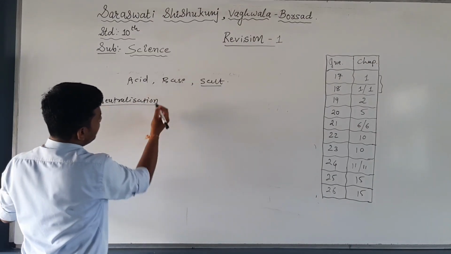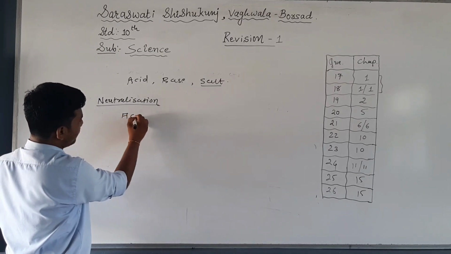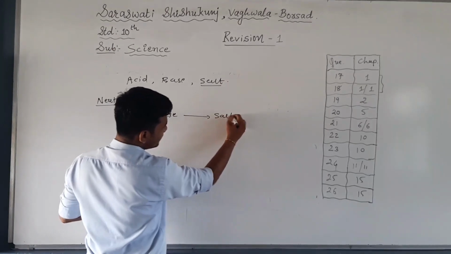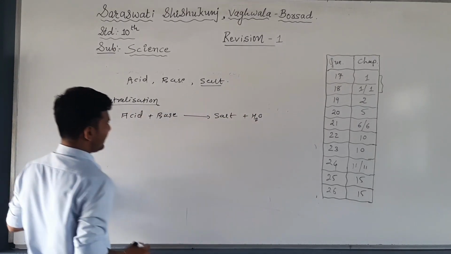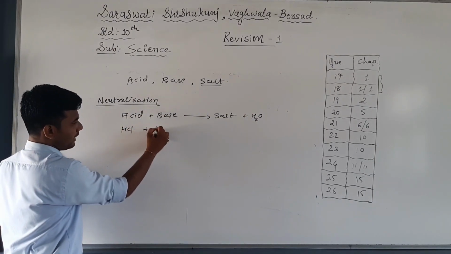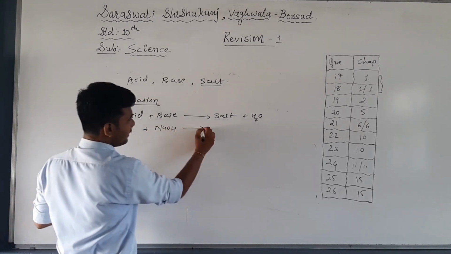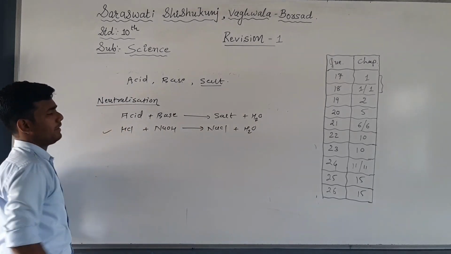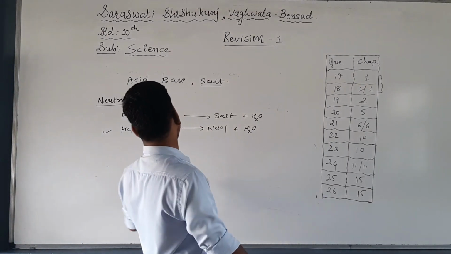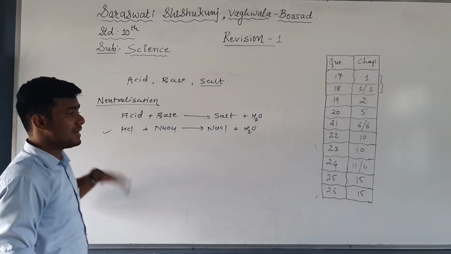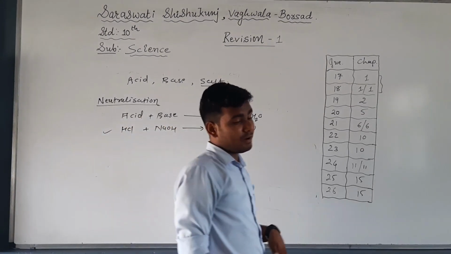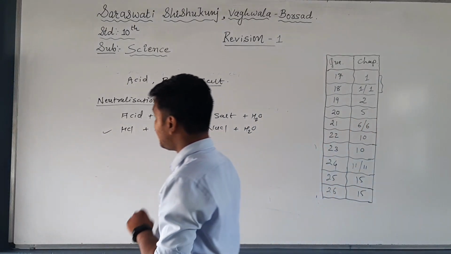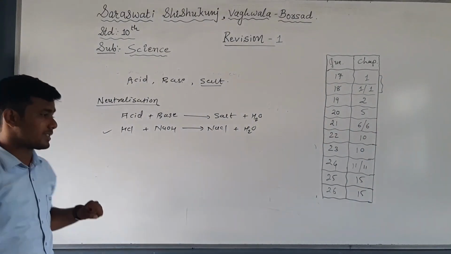So dear, what will be there in a neutralization reaction? As we know, when acid and base react with each other, they will give us salt plus water. Let's take one example. HCl plus NaOH will give us NaCl plus H2O. Right, this way. Many other examples you can also prepare. So from acid and base, an example of a neutralization reaction can be asked to us.